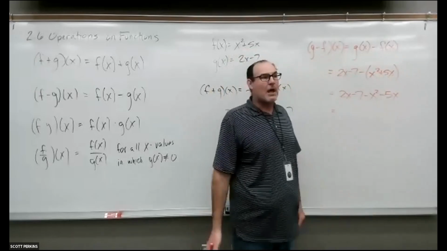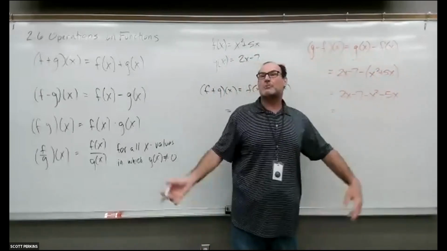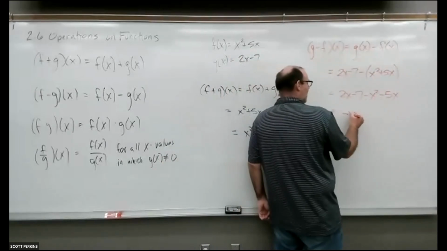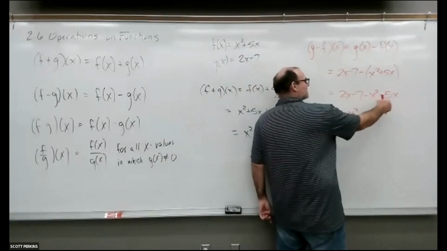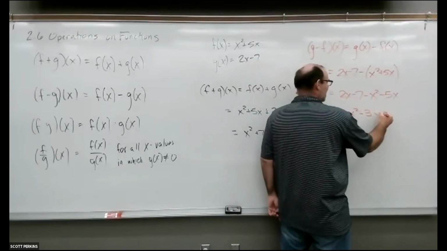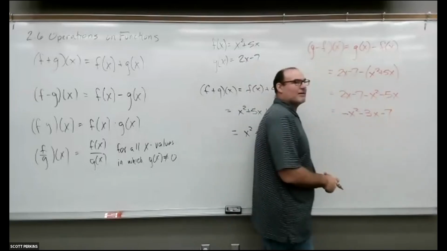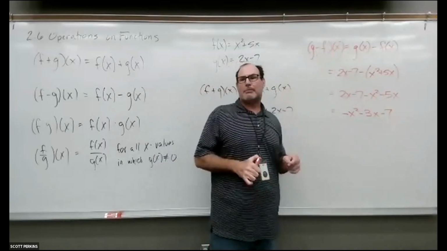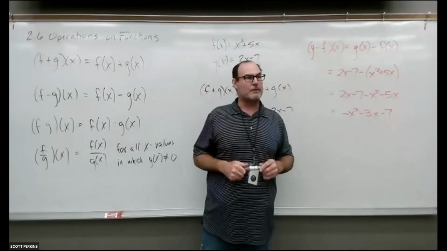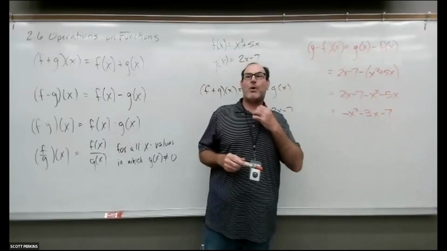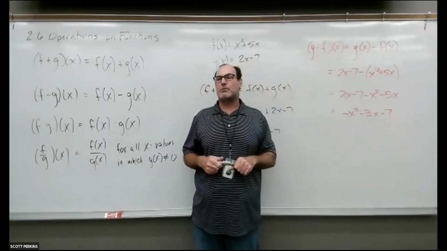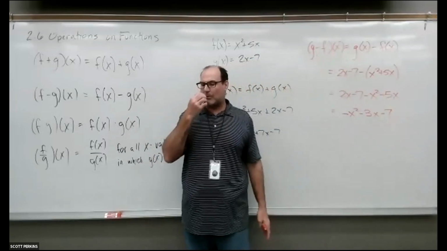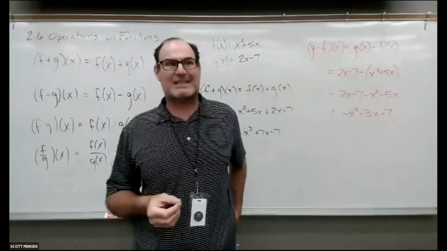It's a preference, but I am going to collect the like terms. That is a necessity. So I'm going to put my negative x squared first, and then 2x minus 5x is negative 3x, and then minus 7, and there we go. There's my function that represents the difference between those original two functions. If you have a question, comment, or concern, please raise your hand and let's talk about it. And if not, flip the page, and I would like you to do exercise 6.